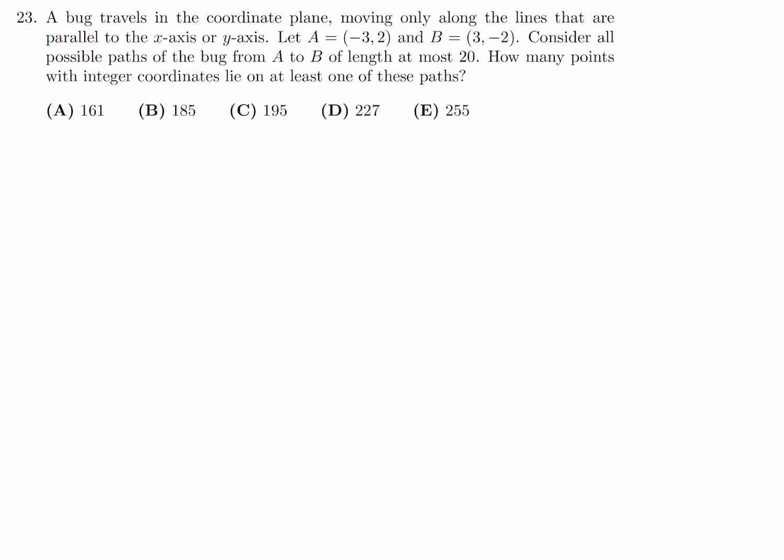A bug travels in the coordinate plane moving along the lines that are parallel to the x-axis or y-axis. Let A be -3, 2 and B be 3, -2. Consider all possible paths of the bug from A to B of length at most 20. How many points with integer coordinates lie on at least one of these paths?